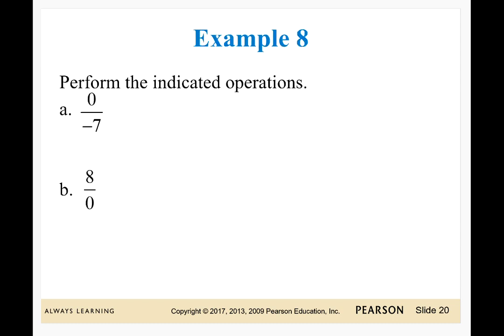There's not a lot of work you can show on these. So look at A. 0 divided by negative 7. This is fine. We have no pizza. Doesn't matter how many ways I divide it, I'm still going to have nothing.